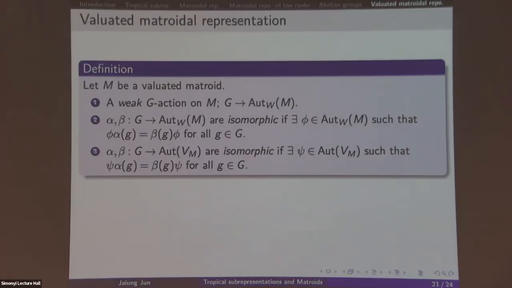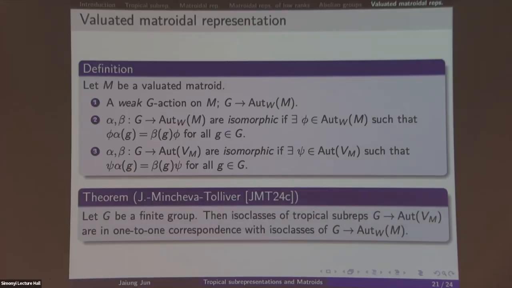To finish, almost. If M is an evaluated matroid, then we call a weak G action simply a homomorphism from G to the weak automorphism group of M. And two weak actions are isomorphic if they are conjugate, and two tropical subrepresentations are isomorphic if also they are conjugate. So this is the same as the classical definition.